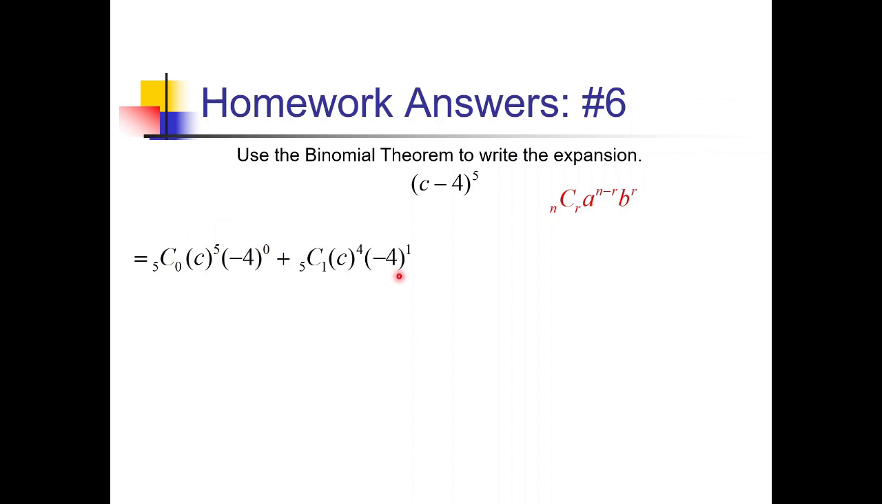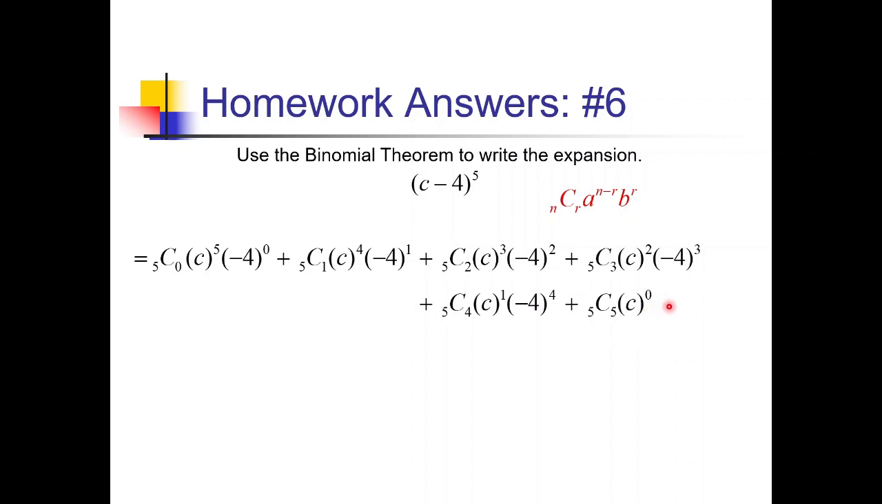Next up, we've got 5 choose 1, c to the 1 exponent lower, so c to the 4th, negative 4 to the 1. Now we have 5 choose 2, c to the 3rd, negative 4 to the 2nd. Next, 5 choose 3, c to the 2nd, negative 4 to the 3rd. And now we have 5 choose 4, c to the 1st, negative 4 to the 4th. And finally, 5 choose 5, c to the 0, and then negative 4 to the 5th.